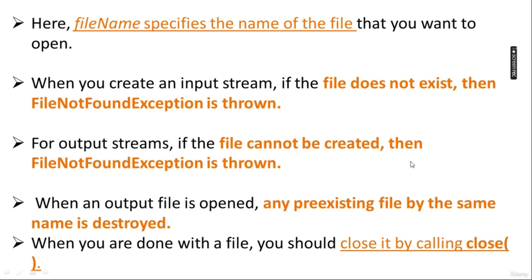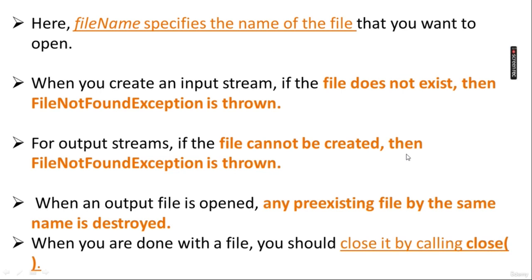For example, if you want to read from a file and that file does not exist, then FileNotFoundException will be thrown. And for output stream, if the file cannot be created, then FileNotFoundException will be thrown. But for output stream, for writing to a file, if a file already exists and you are creating a file with the same name, the pre-existing file will be destroyed and it will be overwritten.